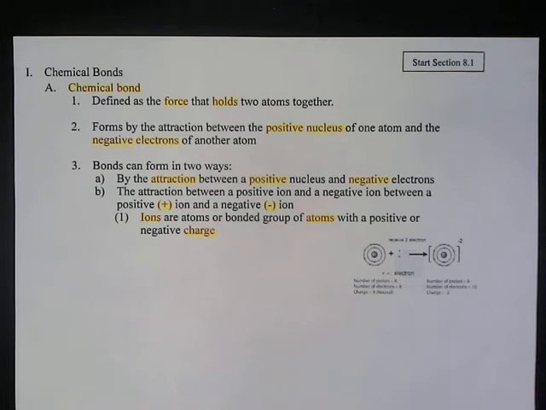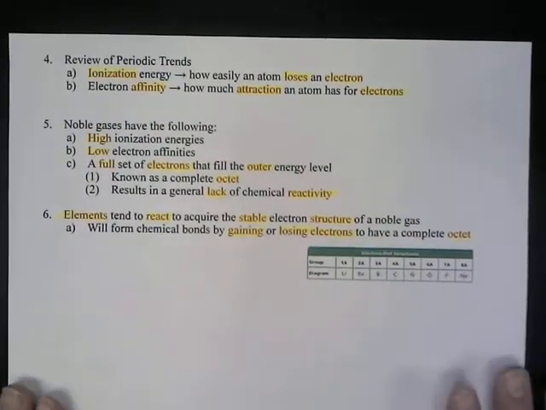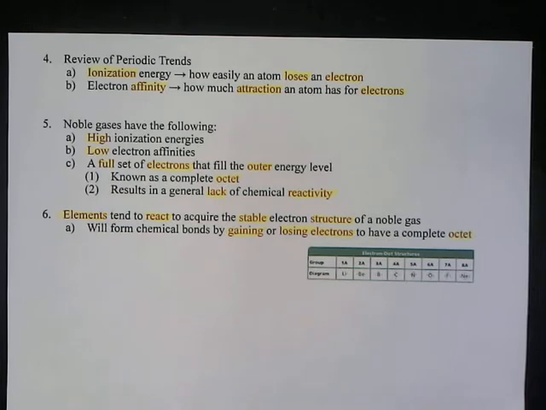We also have to look back at our periodic trends. Two things we talked about right at the end of chapter 6 were ionization energy and electron affinity. Ionization energy asks how much energy it takes to take away, or lose, an electron. Electron affinity asks how much an atom wants an electron, or what its attraction for that electron is.